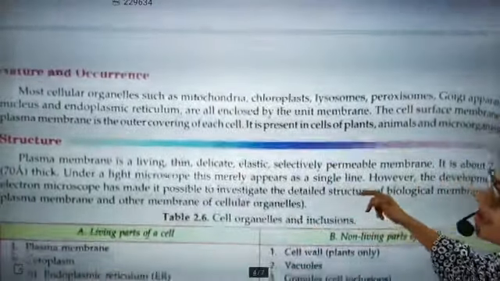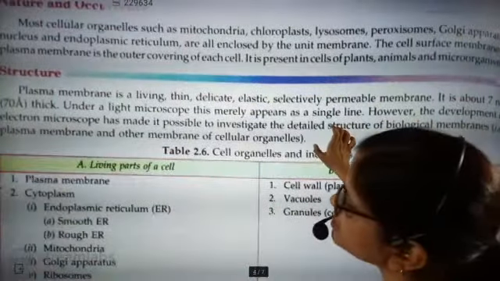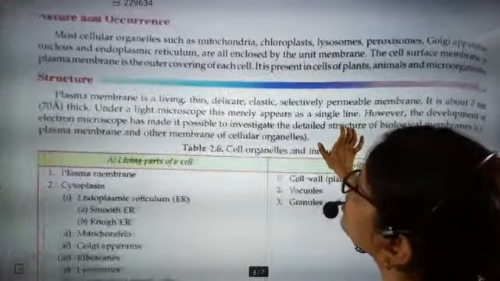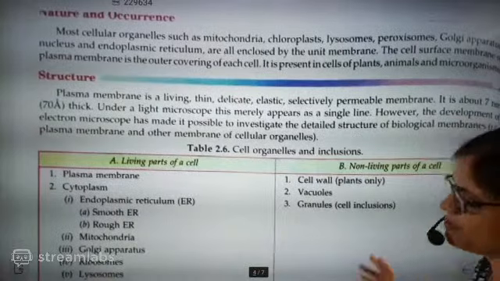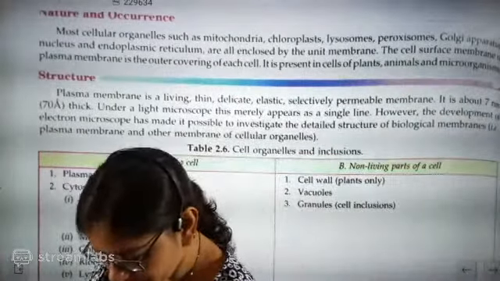Now the next important part, I am going to discuss only the plasma membrane, because the first section, nature and occurrence, was about how organelles are present.